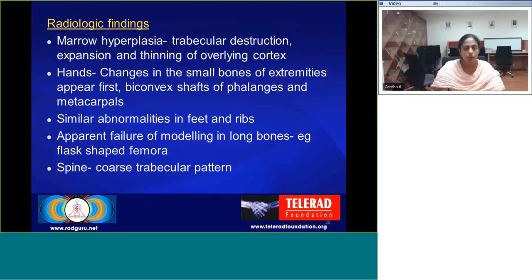Radiological findings include marrow hyperplasia, which is seen as trabecular destruction, expansion, and thinning of the overlying cortex. In the hands, the changes appear first with biconvex shafts of the phalanges and metacarpals. Similar abnormalities also appear in the feet and ribs. There is also apparent failure of modeling in long bones, seen as a flask-shaped femora. In the spine, a coarse trabecular pattern is seen.